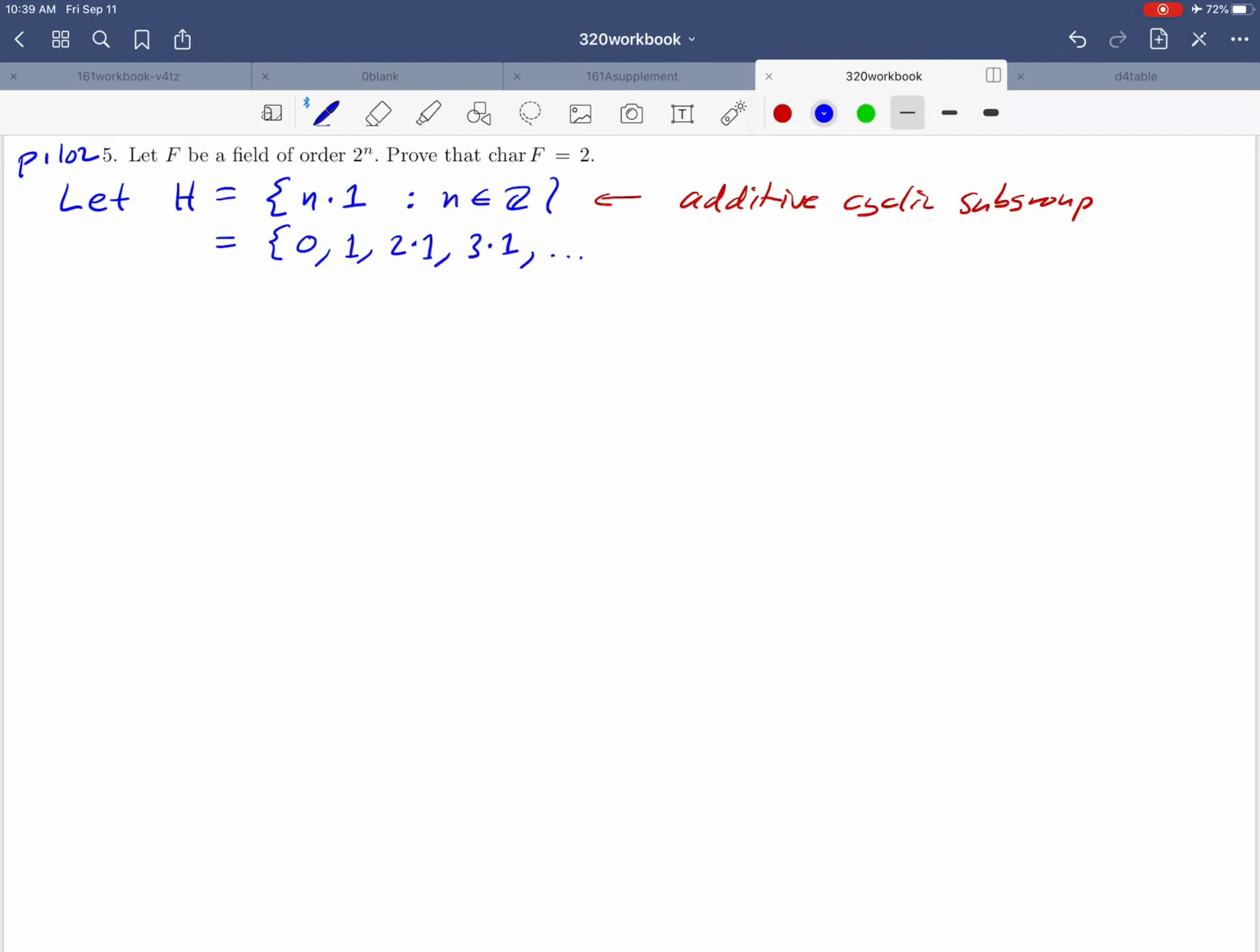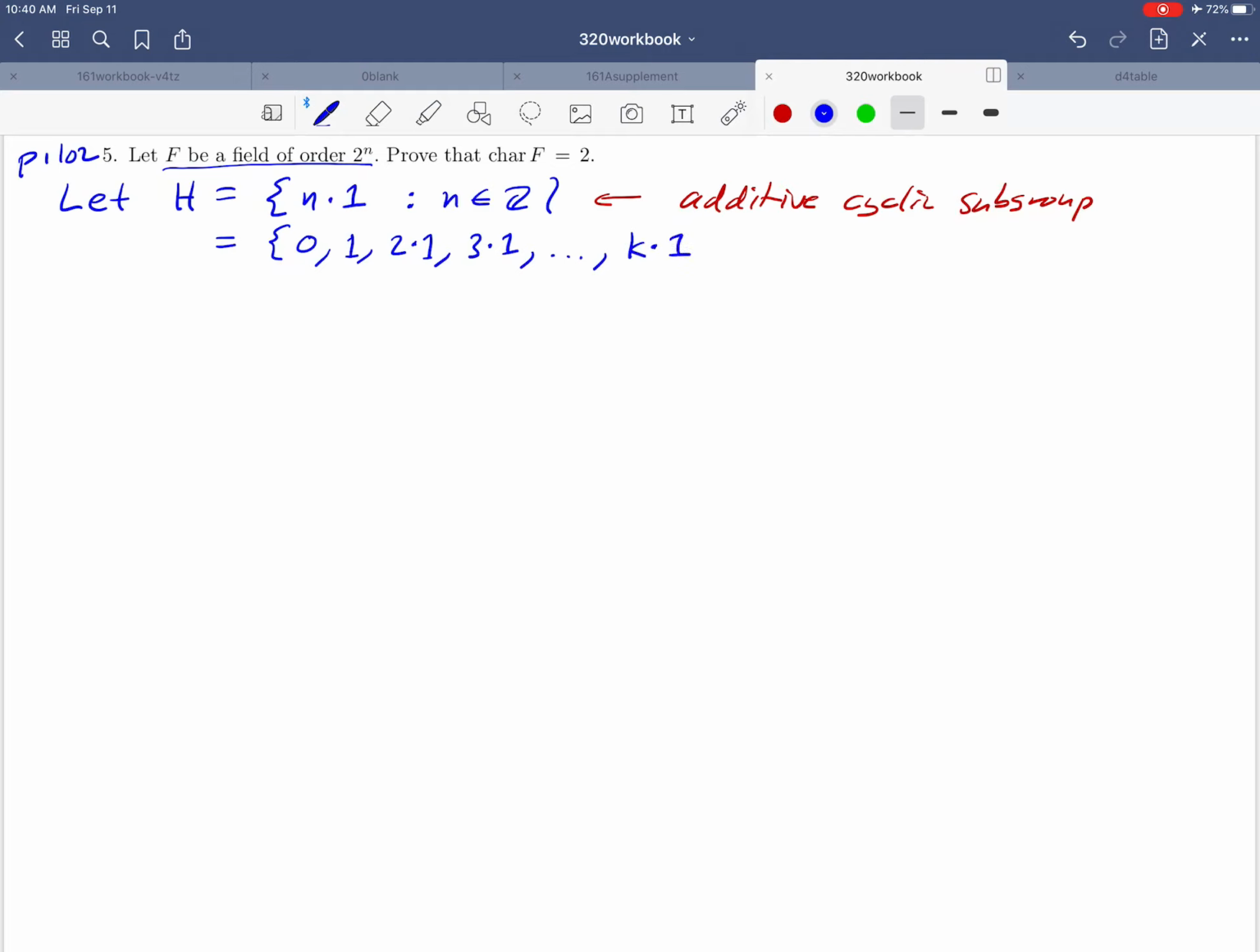Could that happen? Well, if you think about it, H is a subgroup of a field that they tell us is finite. It has order 2 to the n. So this can't be an infinite list of things in H. Otherwise, we'd have an infinite subgroup of a finite group. So this has to stop at some point.